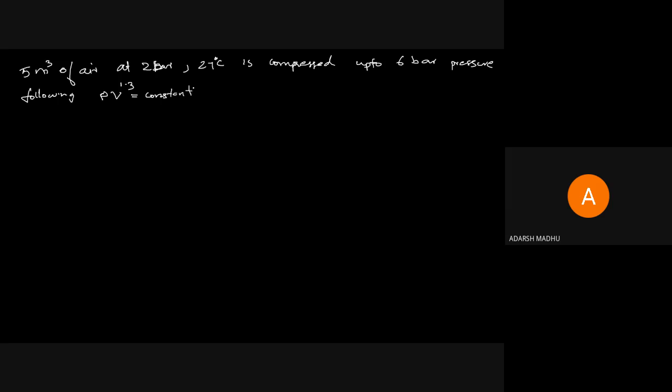5 meter cube of air at 2 bar pressure and 27 degrees Celsius is compressed up to 6 bar pressure, following the equation PV raised to 1.3 equal to constant.